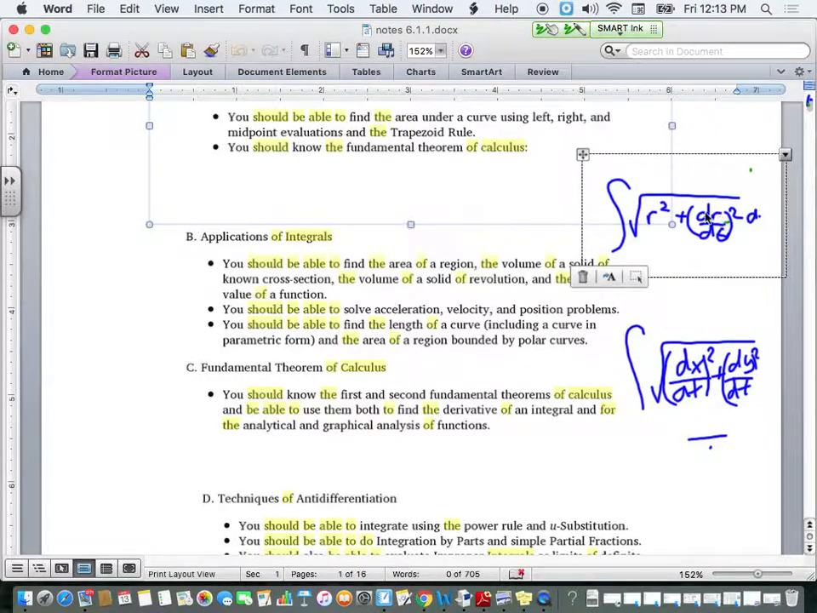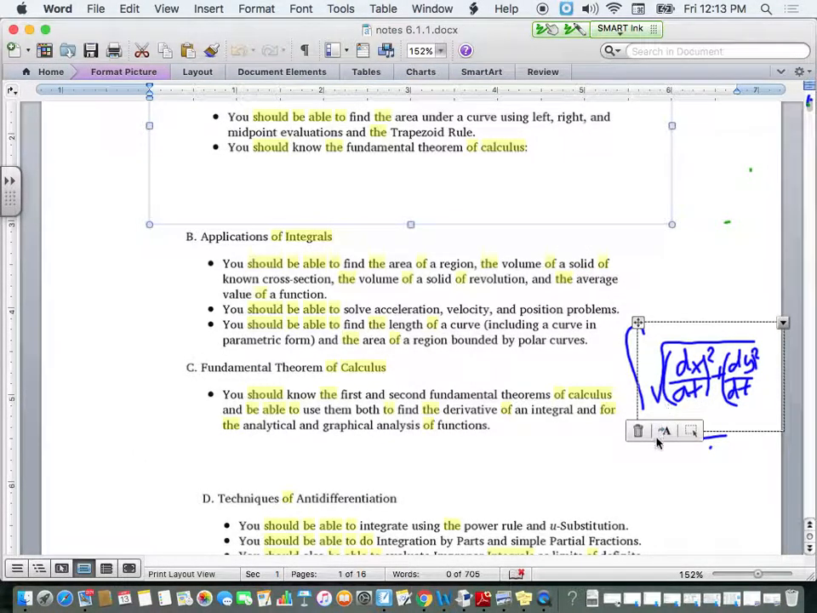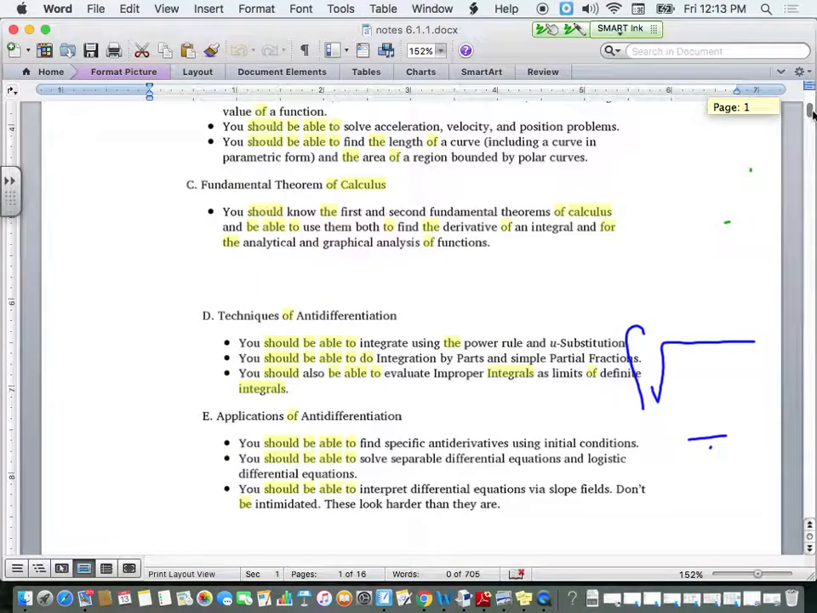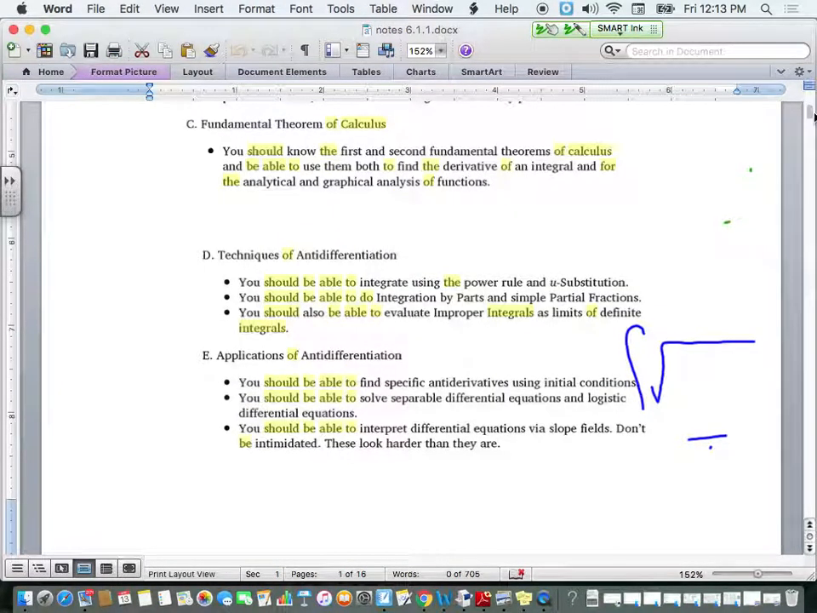You guys have a little more on you than AB does. They kind of stopped at substitution. You should be able to, here we go, let's read it. Integrate using the power rule and use substitution. So the power rule is the integral of x squared is 1/3 x cubed, and substitution, right? That's an AB topic. You should be able to do integration by parts, right? That's your ultraviolet voodoo.